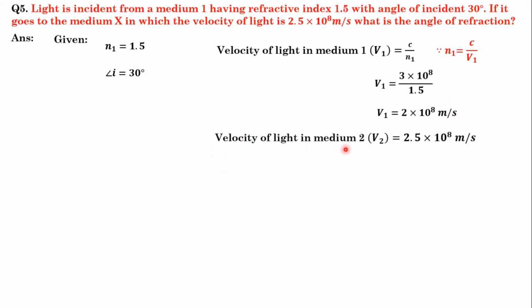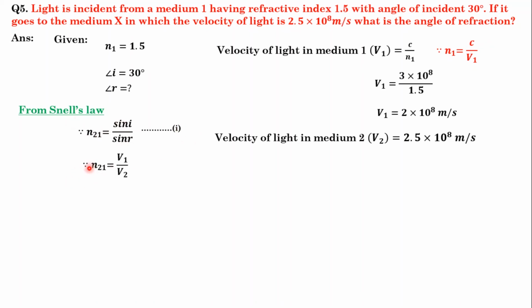The velocity of light in medium 2 is 2.5 into 10 to the power 8 meter per second. This is given in the question. So we have to calculate the angle of refraction. We know from Snell's law, the refractive index of medium 2 with respect to 1, because light is incident from medium 1 and refracted in medium 2, is equal to sin i by sin r. This is Snell's law. We have already studied it. So this is equation 1.